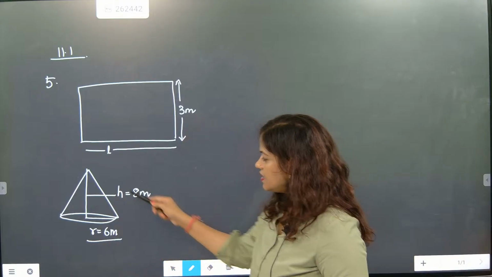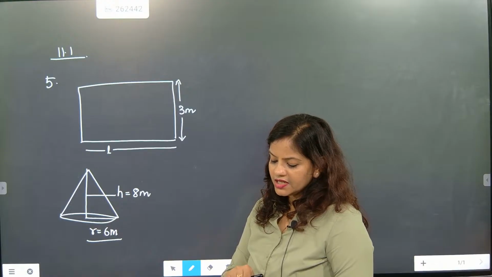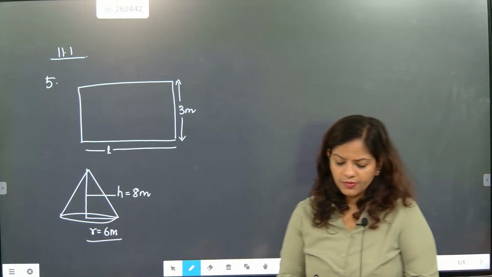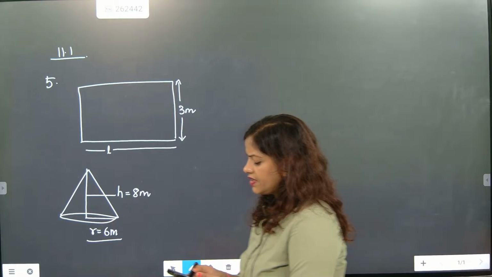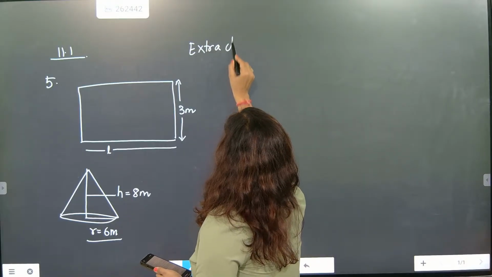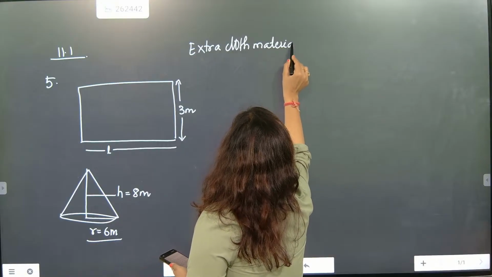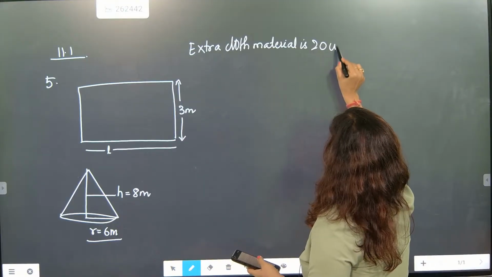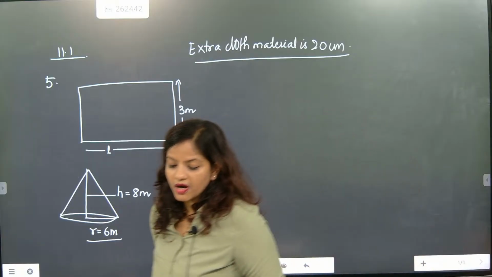The extra cloth material is there. In that extra cloth material, how much is wasted, beta? They are telling that assume the extra length of material that will be required for stitching margin and wastage in cutting is approximately 20 centimeter. Extra cloth material of 20 centimeter is getting wasted. Understood? So this is the part we have to do, beta.